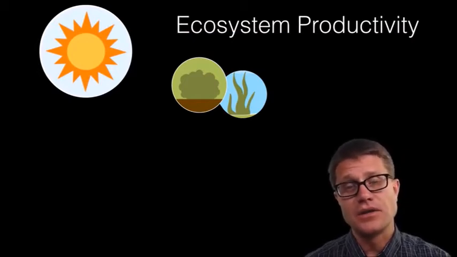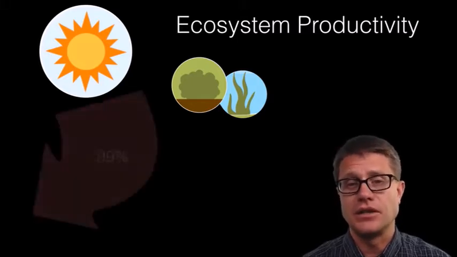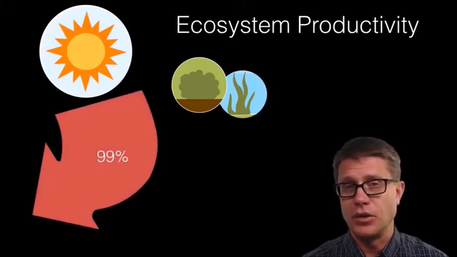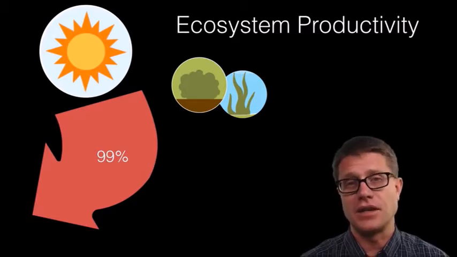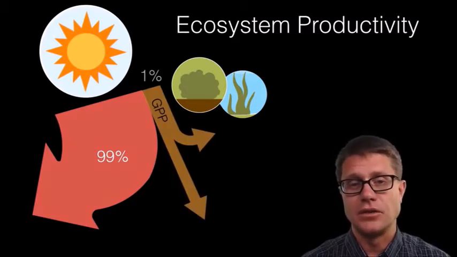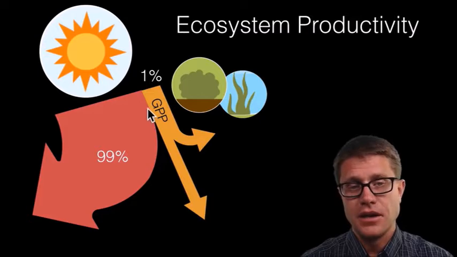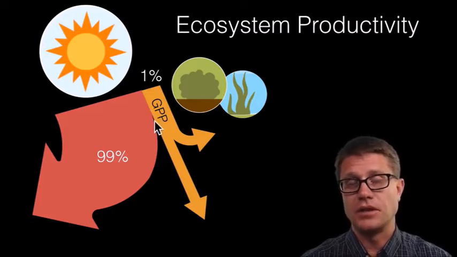Now the bad news is that hardly any of that energy actually gets into the plant. 99% is going to move through it, bounce off of it, the plant doesn't get it. Only 1% actually goes into the producer, and we call that the gross primary productivity. It's the amount of energy that the plant actually gets.